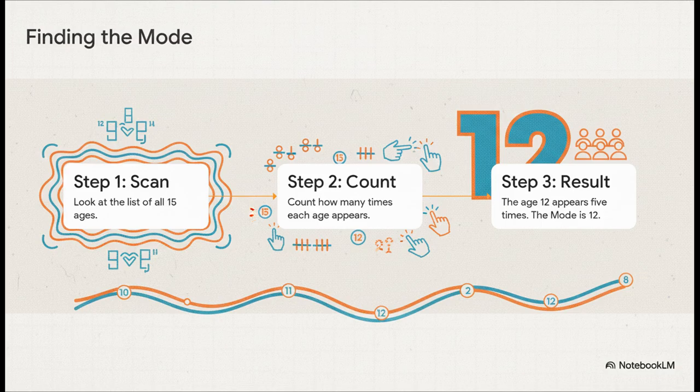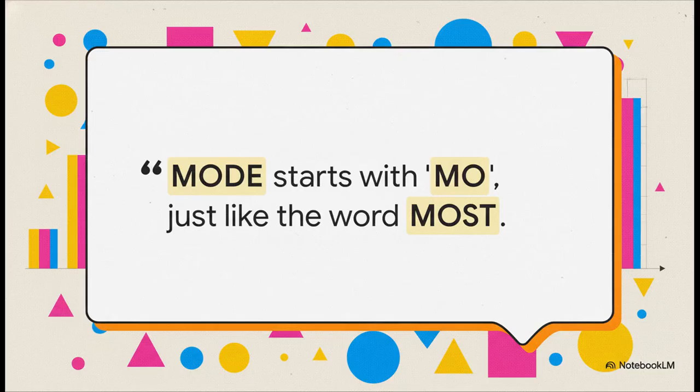Oh, and it's worth pointing out that a dataset can totally have more than one mode if there's a tie, or sometimes no mode at all if every value only appears once. And for our last memory hack of the day, mode starts with MO, just like the word most. It's the value you see most often.